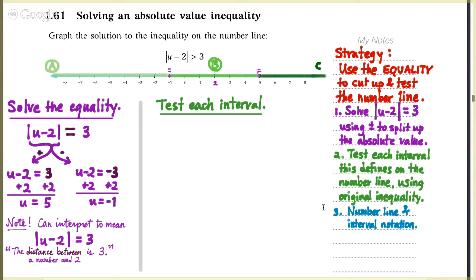So I'm going to label my intervals from left to right. I'll call them A, B, and C. So A is the interval from -infinity up to -1, B is the interval from -1 to 5, and C is the interval from 5 up to +infinity.